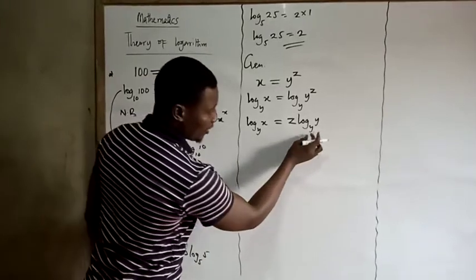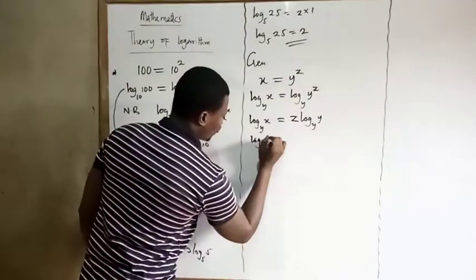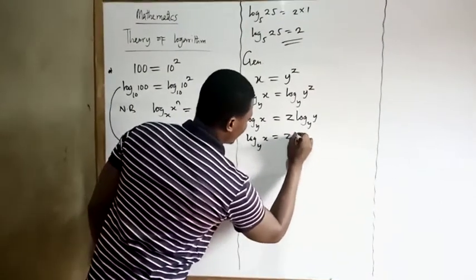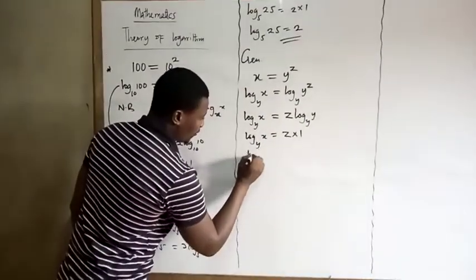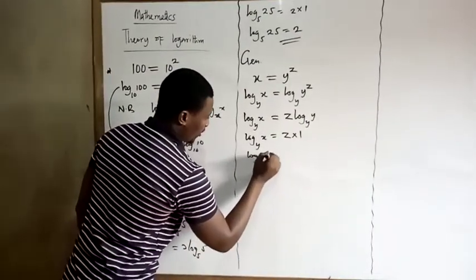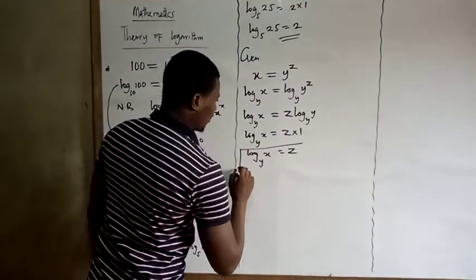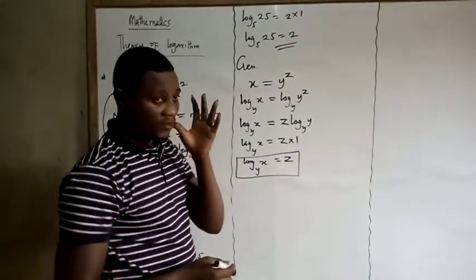And as we can see, log base y, y is 1. So we have log base y, x to be the same thing as z times log base y, y, which is 1. So finally we have log base y, x to be the same thing as z. This is the general form.